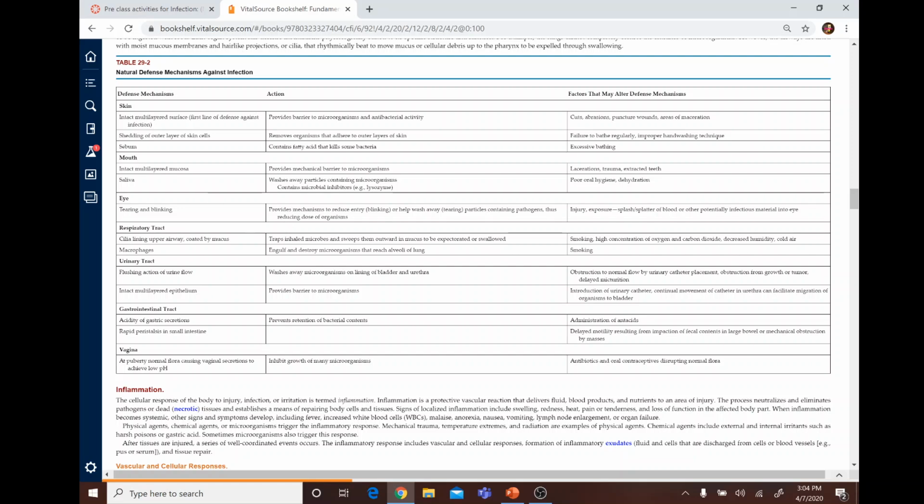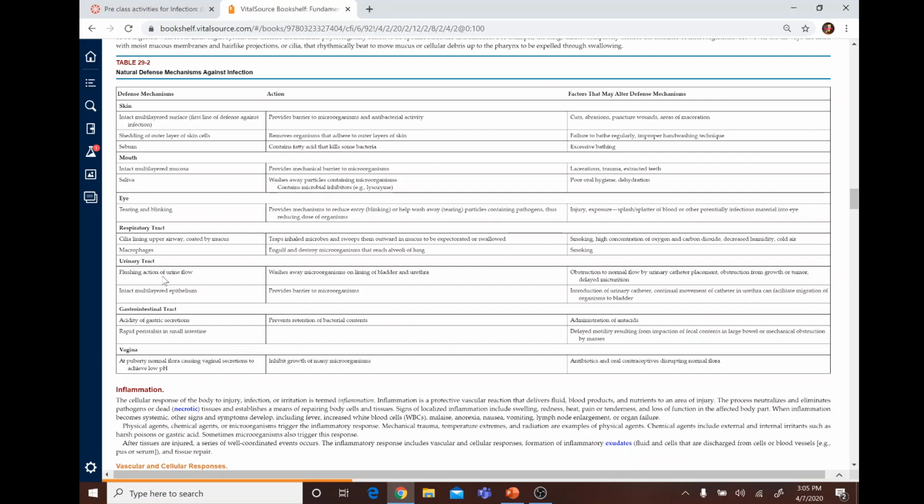What is the action of macrophages? Engulf and destroy microorganisms that reach the alveoli of the lungs. What are some factors that may alter defense mechanisms of macrophages? Smoking. Let's talk about the urinary tract.